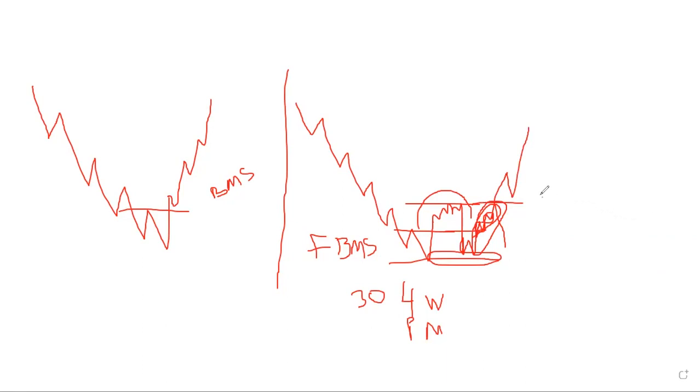Let me bring it again. This is what happened here. We have the break in the market structure. Now, what happened is this. This is the 4 hour time frame. At the end of the week, market closed below.